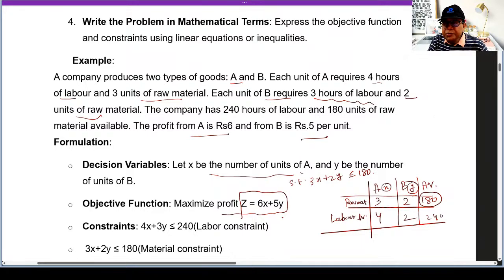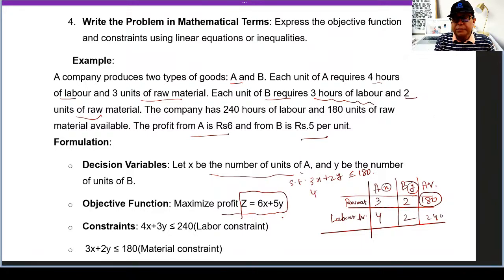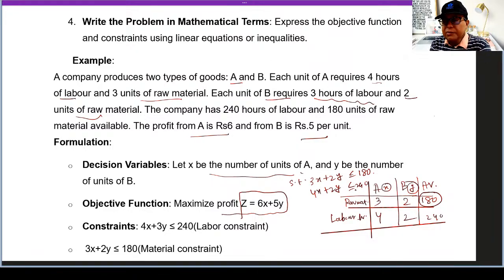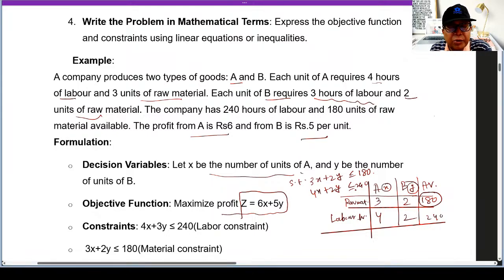This will be less than or equal to 180. And here this will be less than equal to 240. Okay? Done? Check once. 240 labor hour. So labor hour in the first case is how much? Oh, sorry, first 4. So I've just taken opposite. Sorry. Just a minute, let me change it.